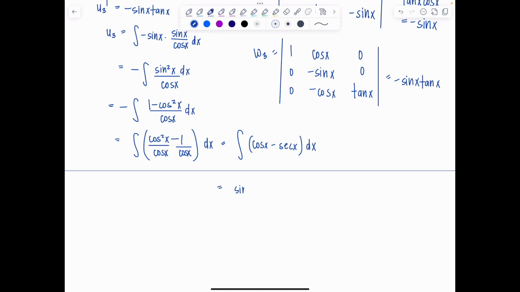Sine x minus the antiderivative of secant x, natural log, absolute value, secant x plus tan x. We don't put the plus c's in this. I know I always feel a little ill, but in the video lecture I show why it's not necessary. So just move on with your life. Trust that it's not needed. Watch the video if you don't believe me.